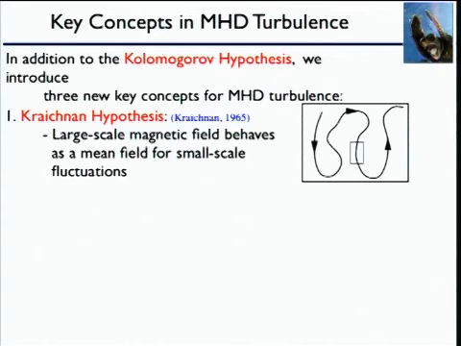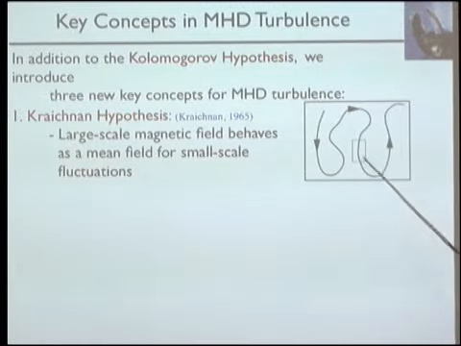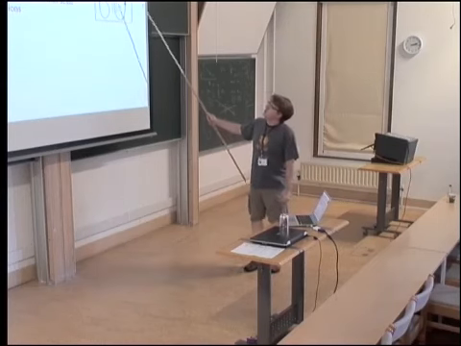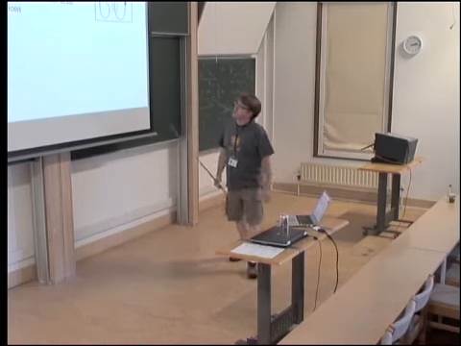And the Kraichnan hypothesis is basically that if we take a small domain inside the larger one so that this scale is characteristic of scales in the inertial range, then the component of the magnetic field, whether it has a mean component or not in the large domain, will have a mean component in the small region where we're interested in those fluctuations, and it will act as a mean field for these small scale fluctuations.